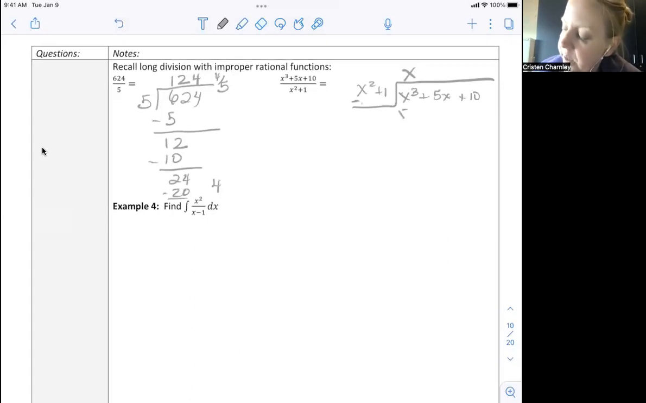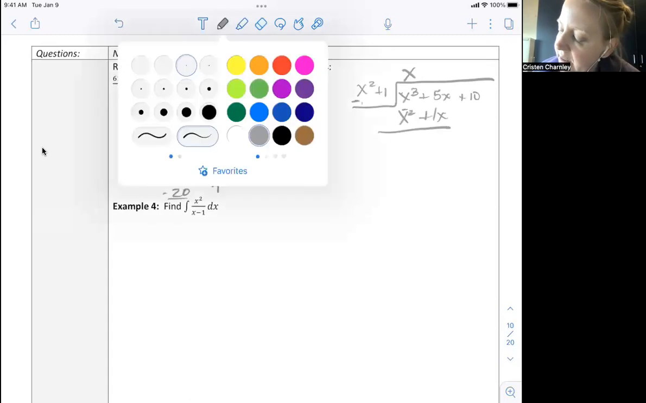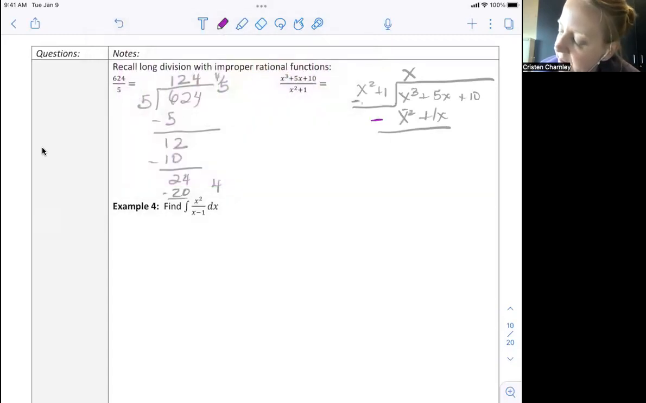So x times x squared is x cubed. X times 1 is 1x. Then we change our signs. This is a minus, and this is a minus. X cubed minus x cubed is 0. And x times 1 is 1x. We did that. 5 minus 1 is 4x. Sorry, I got lost in my own subtraction here. And then we bring down the plus 10.